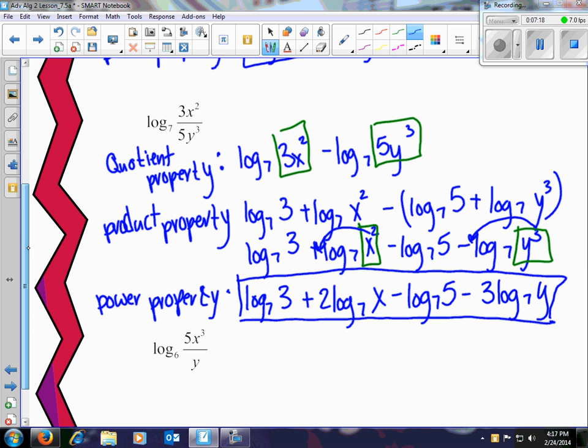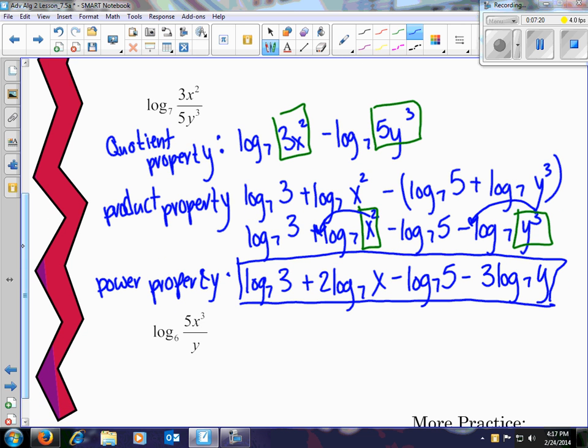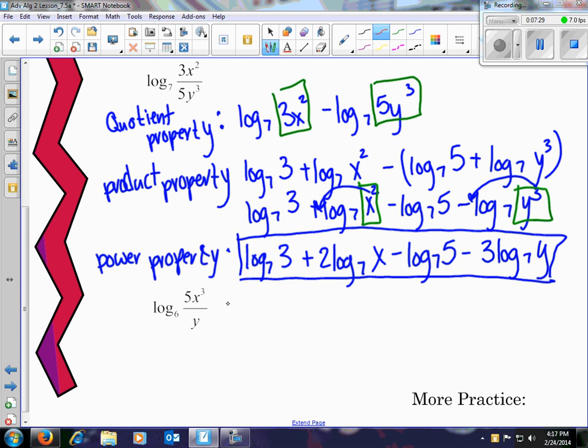Now the last one. We're going to do the same type of thing. We are going to do quotient property first. So doing quotient property, then I'm going to have log base 6 of 5x cubed minus log base 6 of y.